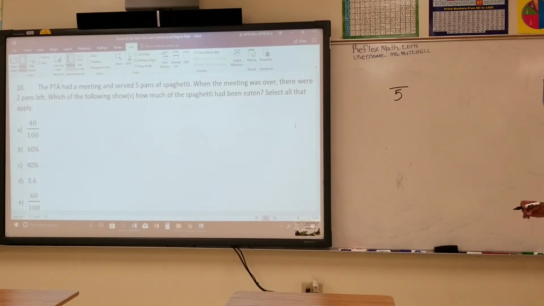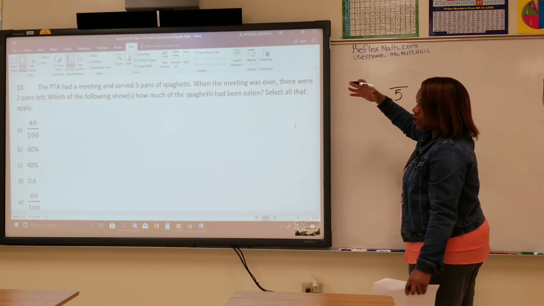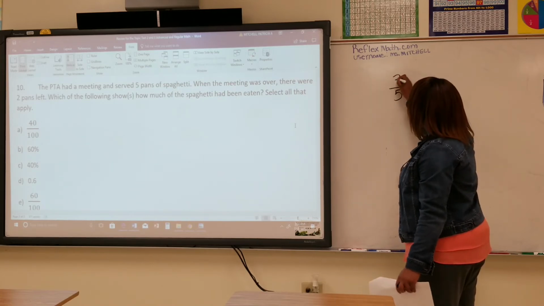Which of the following shows how much of the spaghetti had been eaten? So they don't want to know how much was left. They want to know how much was eaten. So we have 5, it's 2 pans left, nobody wanted those. 3 pans were eaten, okay? Because if we take away 2 from 5, we get 3.